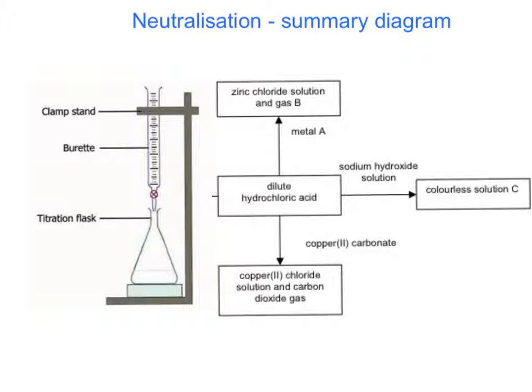If we are using sodium hydroxide solution, which is an alkali, in our burette, then we must have some acid in here with an indicator. If we repeat the titration enough times, we can leave the indicator out because we know how much volume we're going to use. And our colourless solution will be a salt and water. The name of the salt, sodium chloride, comes from both the alkali and the acid used.